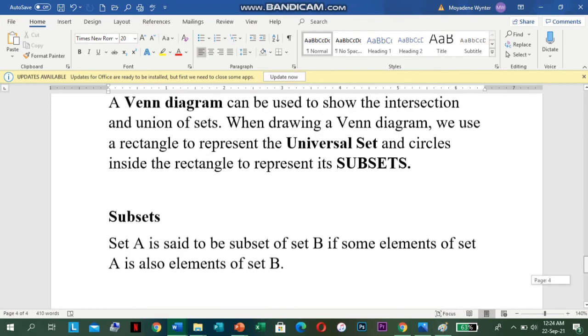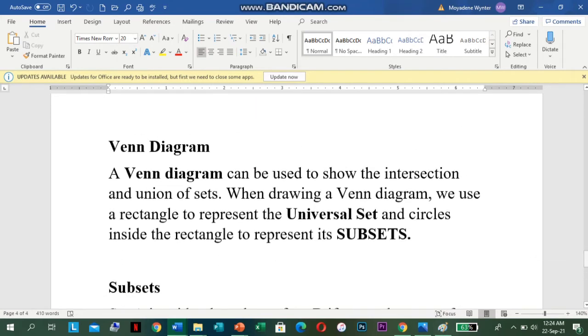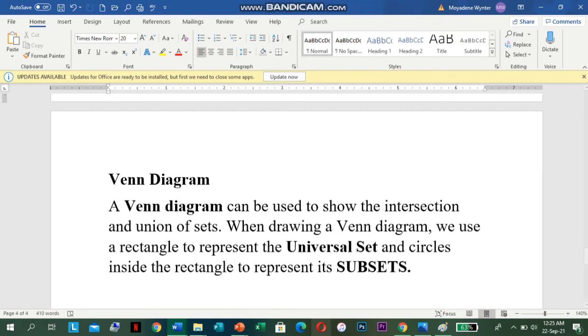So we're going to look at the last one, which contains a lot. This is a Venn diagram. A Venn diagram can be used to show the intersection and union of sets. When drawing a Venn diagram, we use a rectangle to represent the universal set and circles inside the rectangle to represent its subsets. So you see why we do the subset first. Alright, good. So let us go into this.